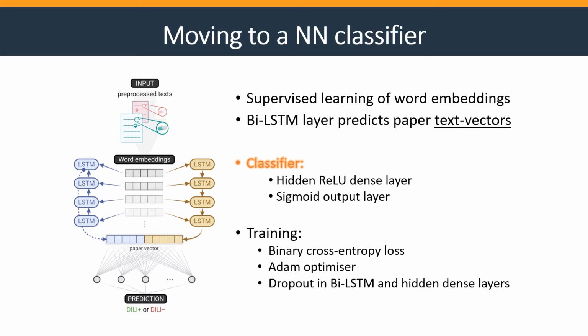We then have our classification layer that consists of a hidden dense layer and a sigmoid output layer. And finally, when it comes to training, we use binary cross entropy as our loss function, the Adam optimizer, and we also define dropout rates in both our bidirectional LSTM and hidden dense layers as a regularization step.